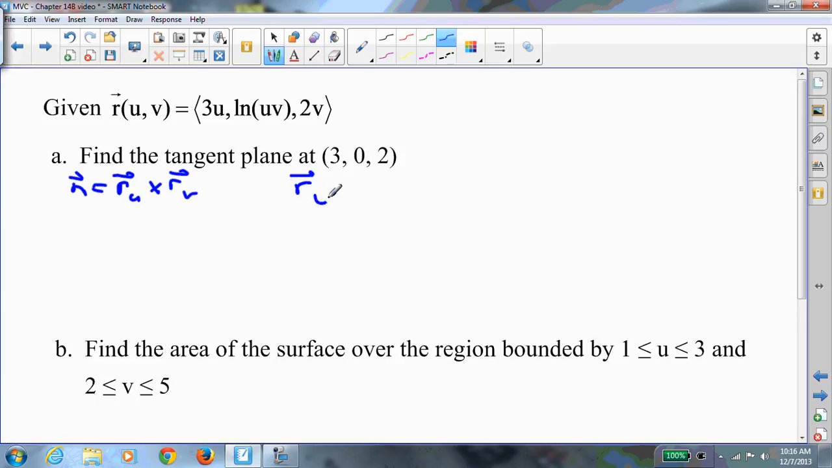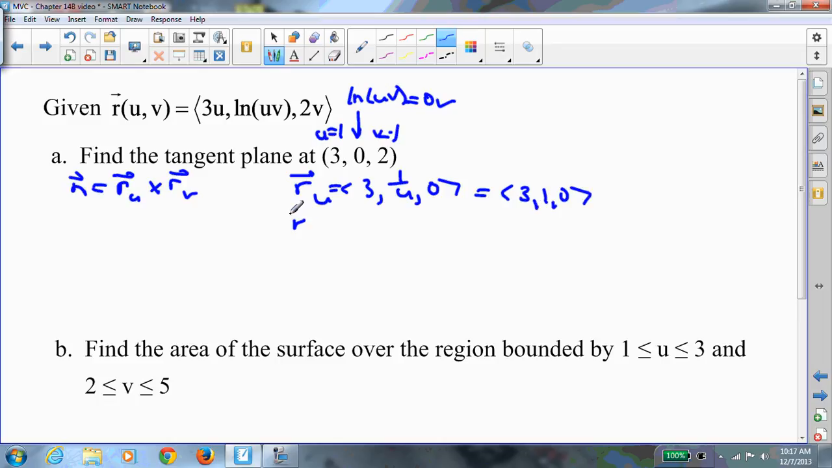So r sub u equals 3, 1 over u, and 0. At this point, this would be when u equals 1 and v equals 1, and to double check, that would make natural log of uv equal to 0, so that's good. So substituting in u equals 1, I'm going to get r sub u to equal 3, 1, 0. Similarly, r sub v would equal 0, 1 over v, and 2. So the vector at that particular point would be 0, 1, and 2.